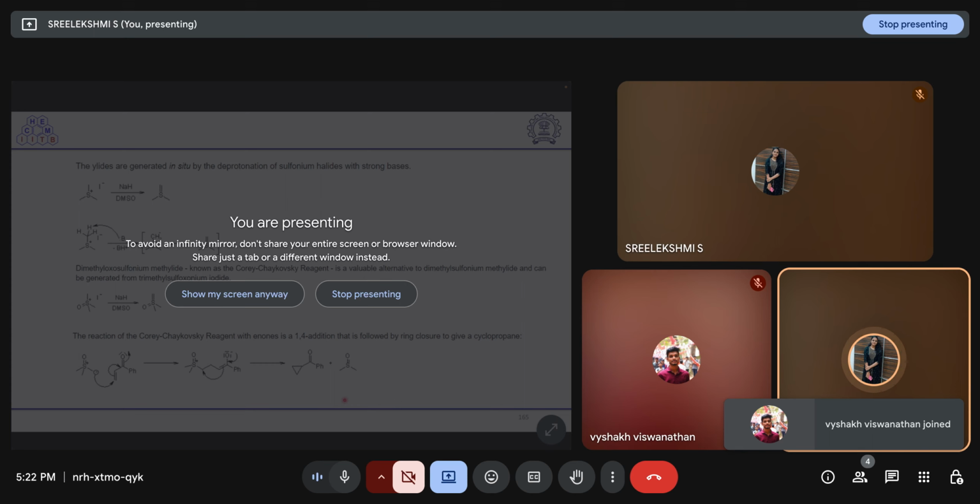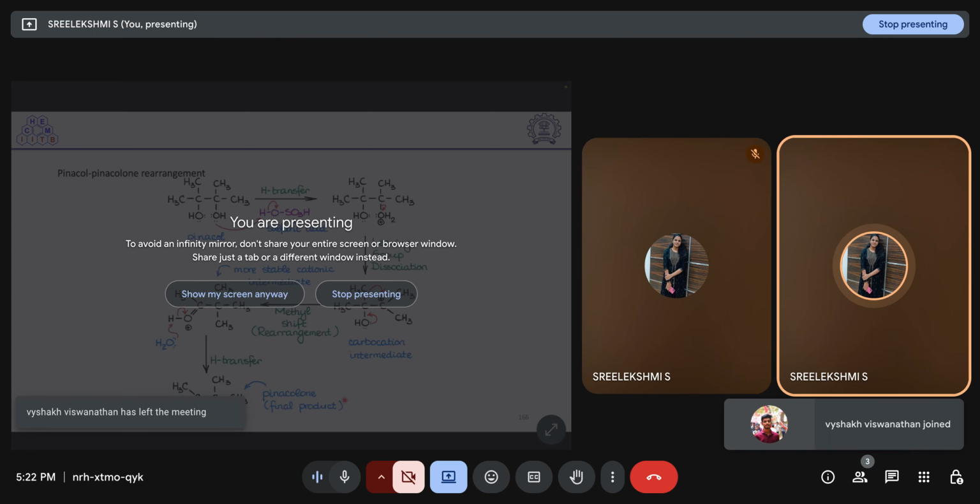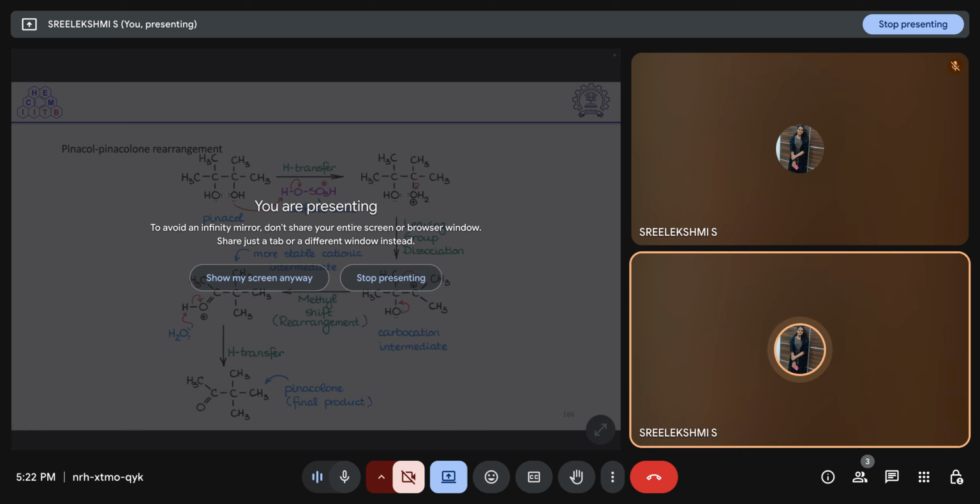So now moving ahead with the next reaction, that is pinacol pinacolone rearrangement. So here what is happening is that this pinacol, which is basically a diol, it will react with the sulfuric acid. So one of this hydroxyl group will get protonated, and then it will be leaving to form this carbocation.